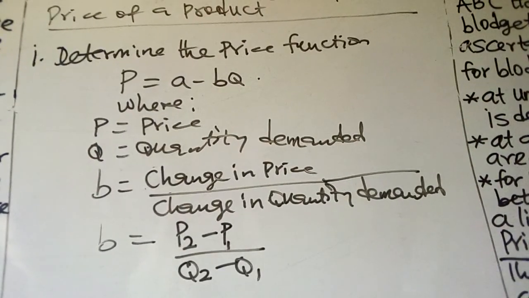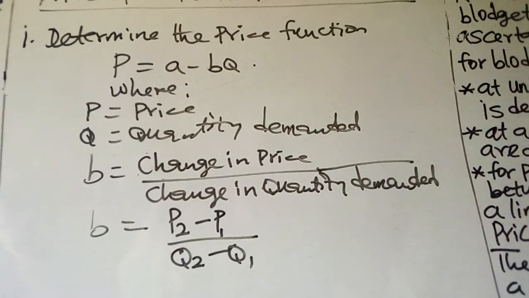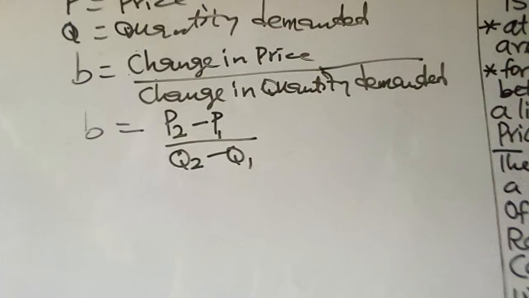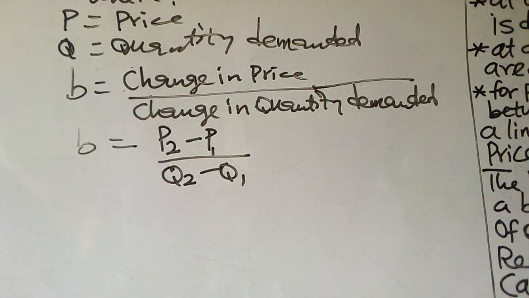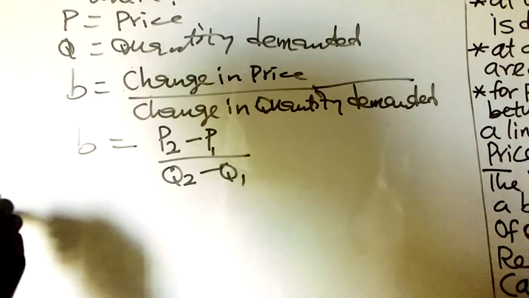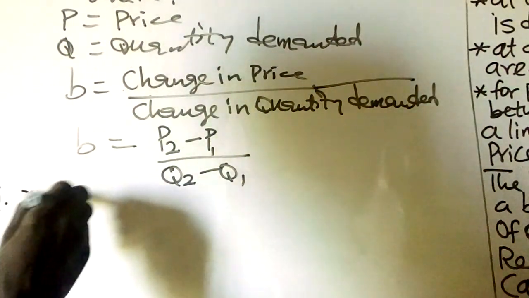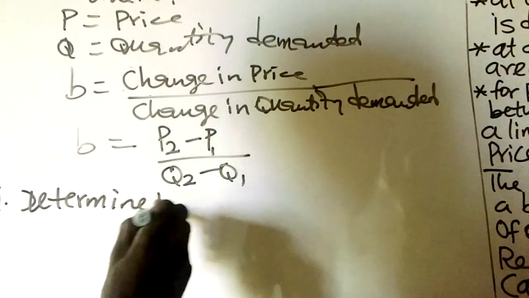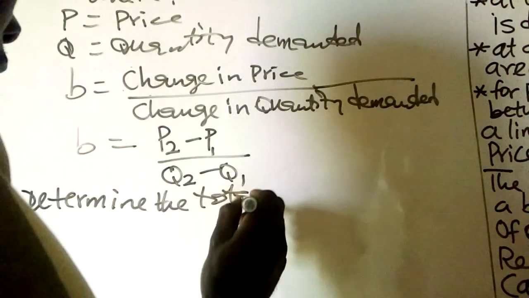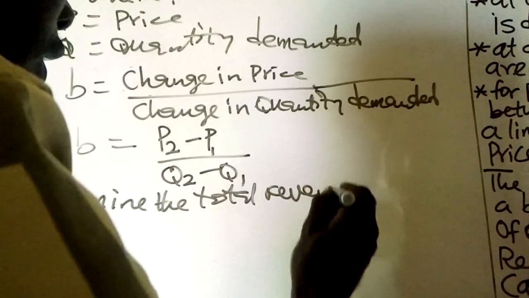Step two. Determine the total revenue function. You determine the total revenue function. That is step two.